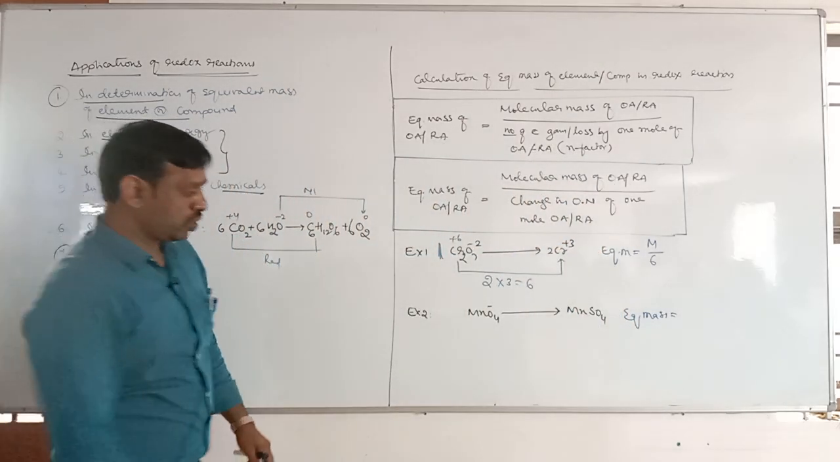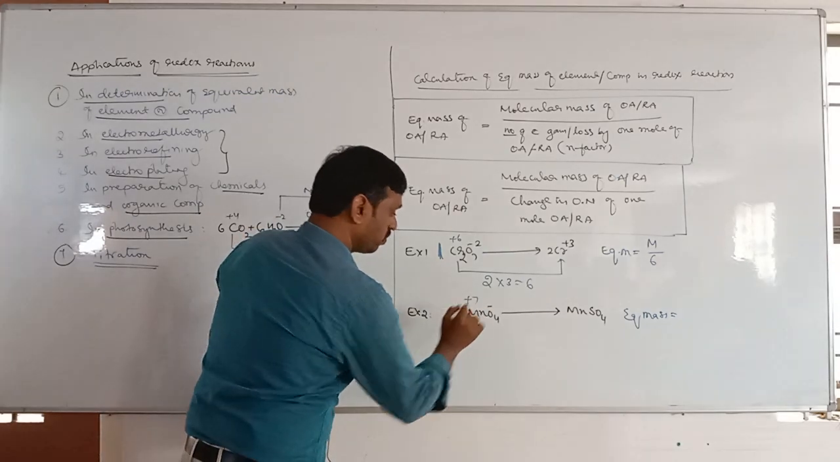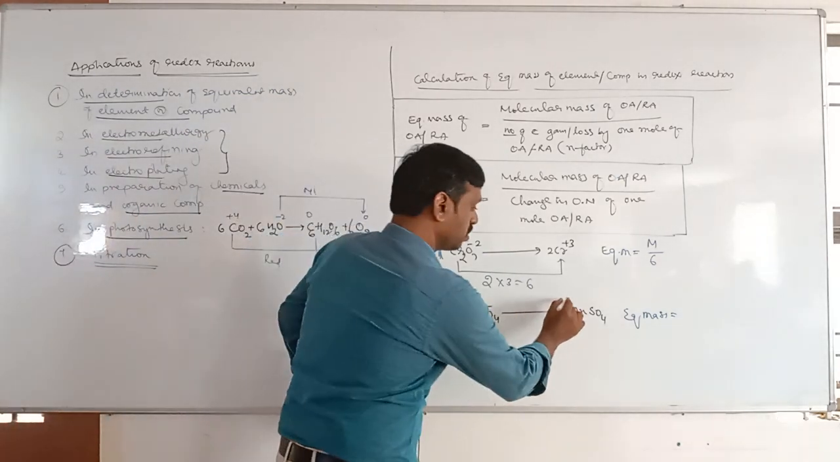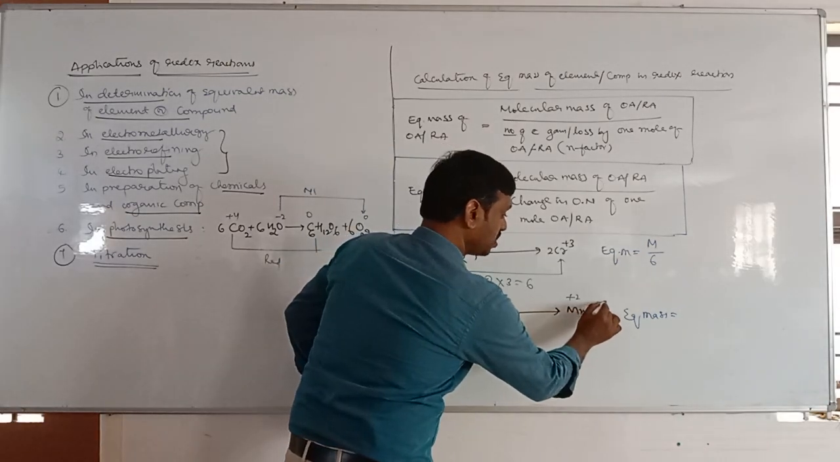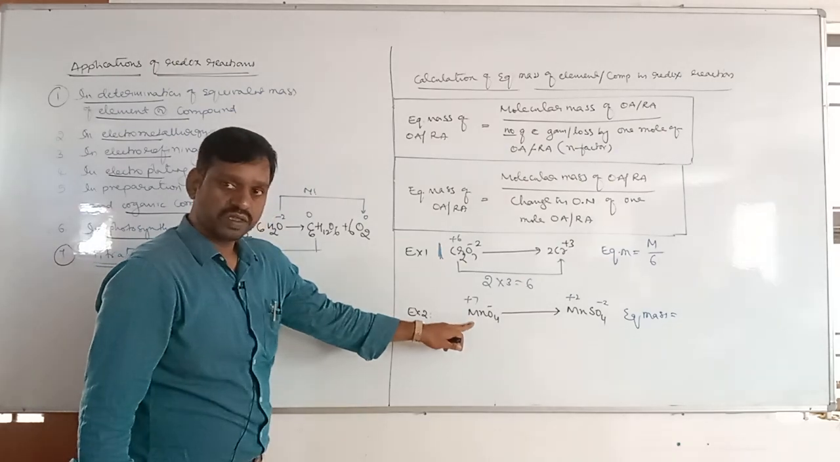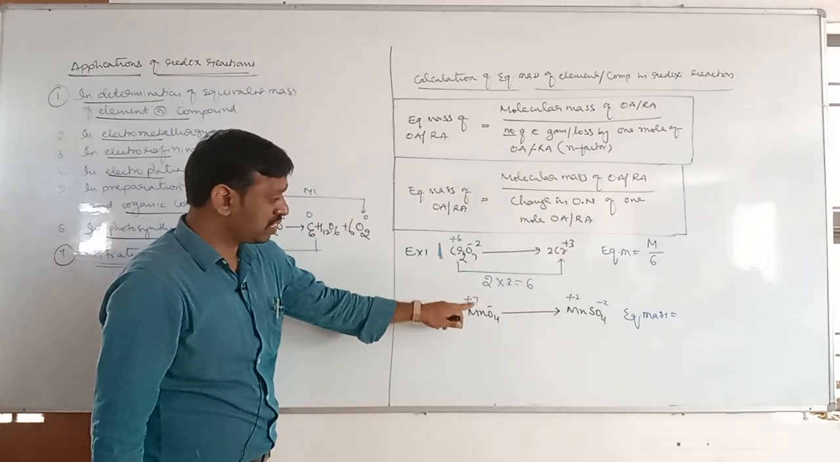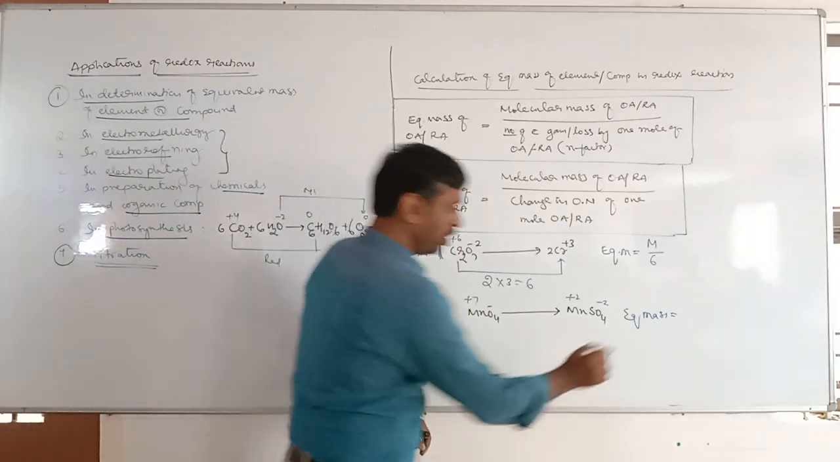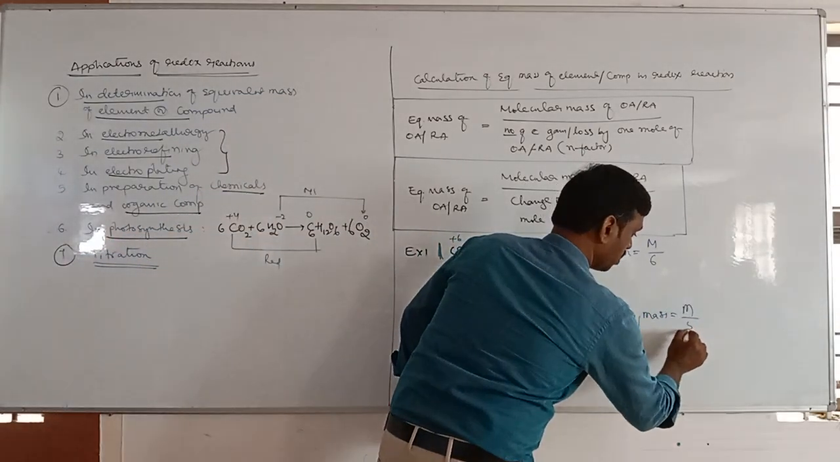So equivalent mass equal to manganese. It is plus 7, no? Yes or no? Manganese plus 7. Here manganese is plus 2 because sulfate is minus 2. So here 1 manganese, therefore the change from plus 7 to plus 2 is 5. Therefore equivalent mass is M by 5.